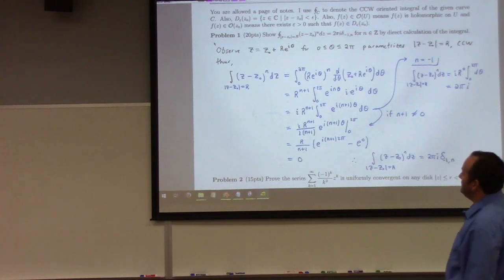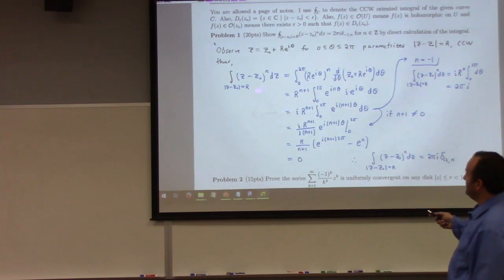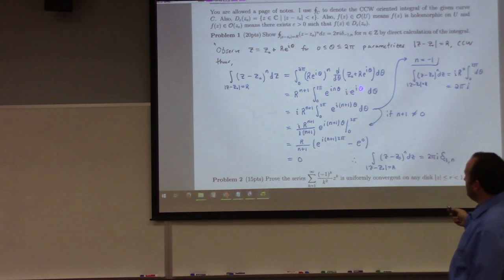So, direct calculation: parameterize the curve, which is, here it is, and then work it out. So (z minus z naught) to the n is (r e to the i theta) to the n, and then the derivative of the parameterization just brings down an i e to the i theta. Now there's also an r, which I factored out front. And then at this point we split paths.